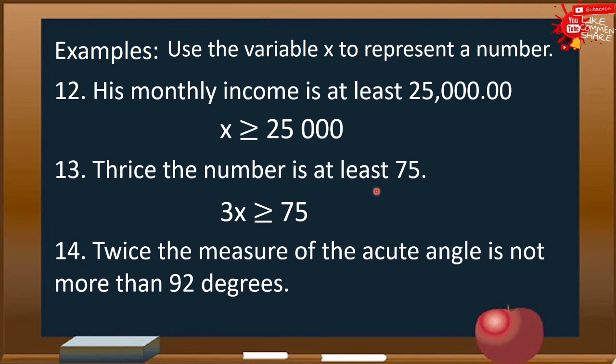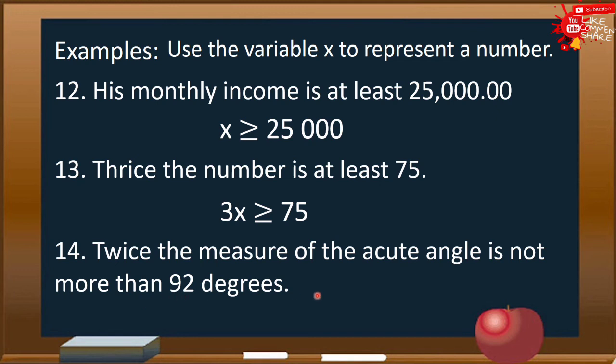Then let us have example number 14. We have here twice the measure of the acute angle is not more than 92 degrees. So we have here twice, so it means that we will multiply by 2 the measure of the acute angle. We don't have the exact measure, that's why we will represent it by the variable x. So that's why we will have 2x. And then is not more than. What does is not more than mean? So, it should not be higher than 92.